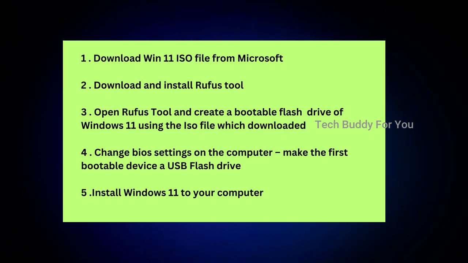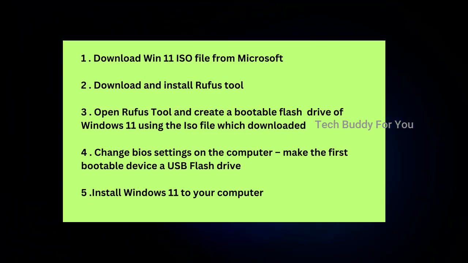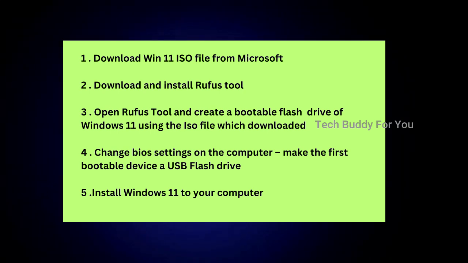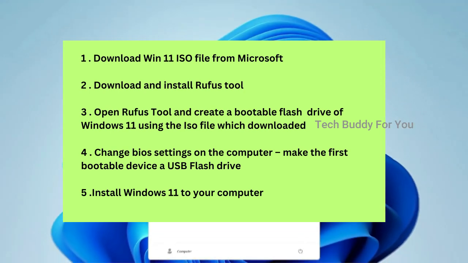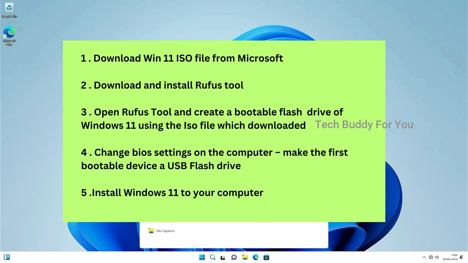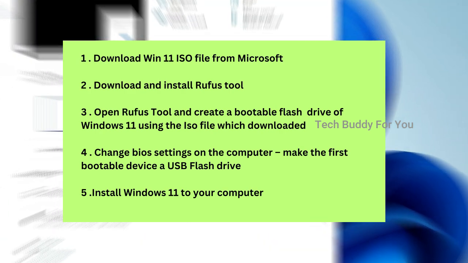1. Download the Windows 11 ISO file from Microsoft. 2. Download and install the Rufus tool. 3. Open Rufus tool and create a bootable flash drive of Windows 11 using the ISO file that was downloaded. 4. Change BIOS settings on the computer. Make the first bootable device a USB flash drive. 5. Install Windows 11 to your computer.